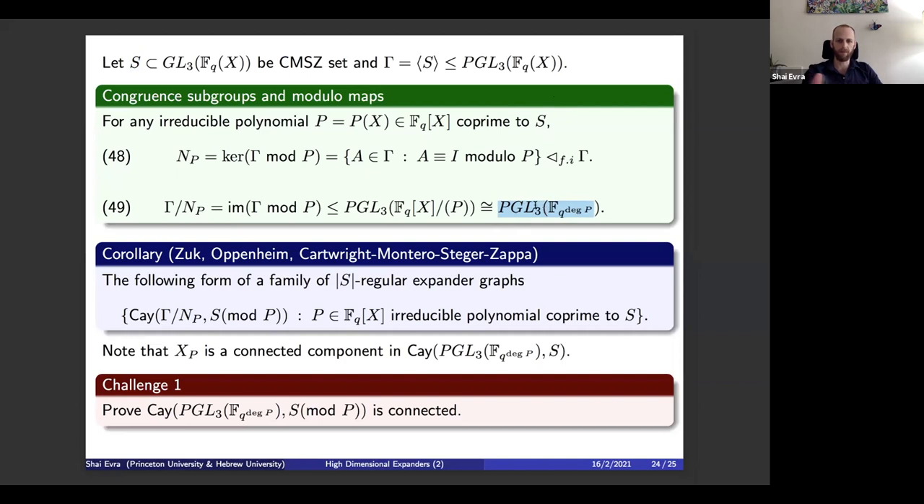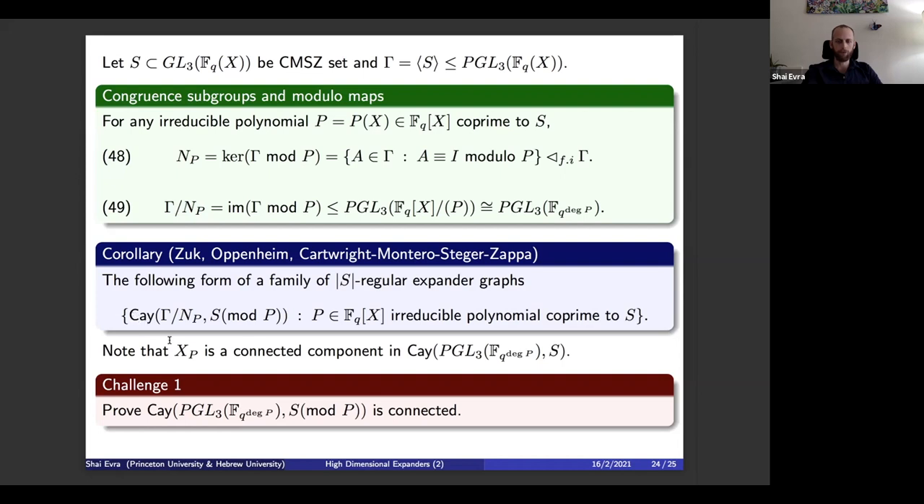And so you can look at the set S sitting there, you can look at the group it generates, and in this case, it's this subgroup. Then you can conclude, using Zhuk or Oppenheim together with the explicit construction of the set by Cartwright, Mantero, Steger, and Zappa, that you have a family of expanders. It's an elementary construction, I think. You don't need to know any representation theory. And again, one small caveat: X_P is this graph.